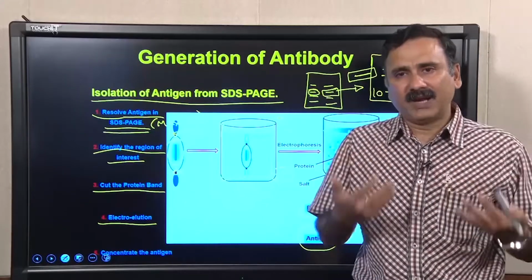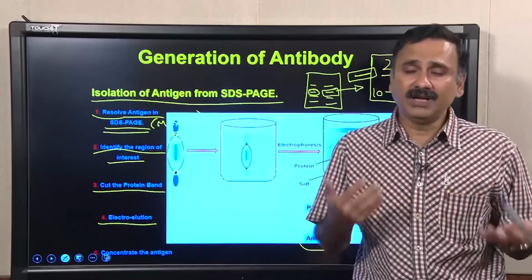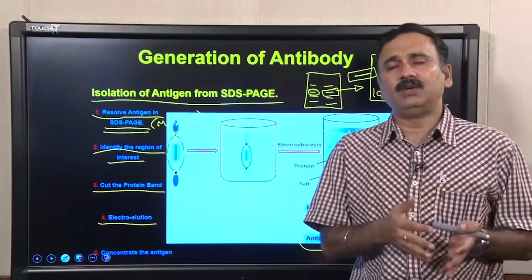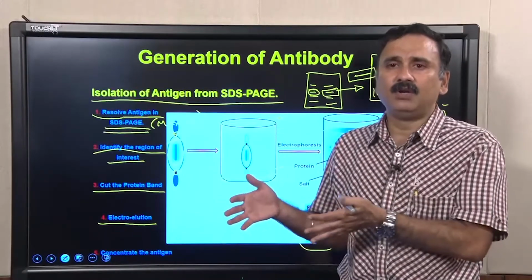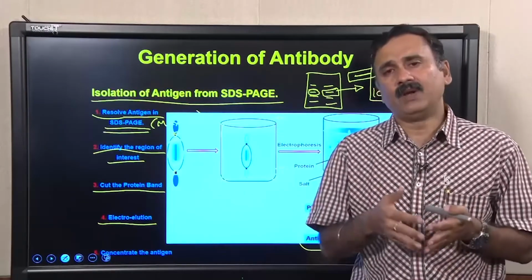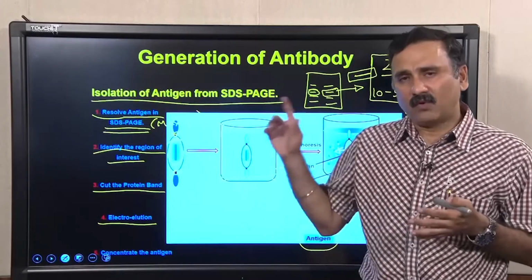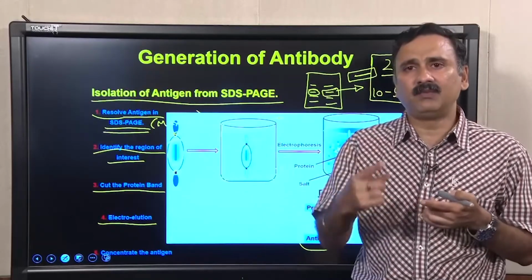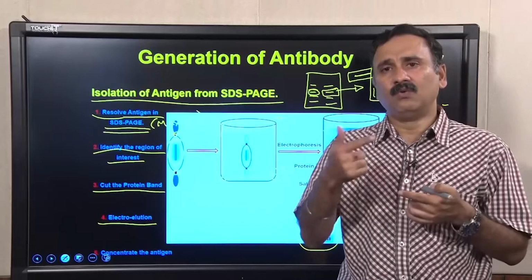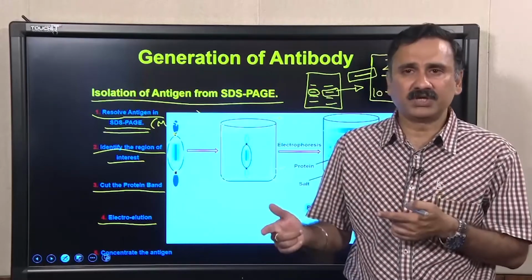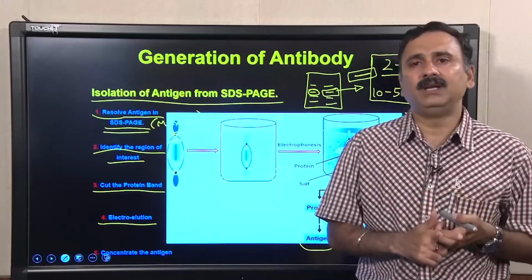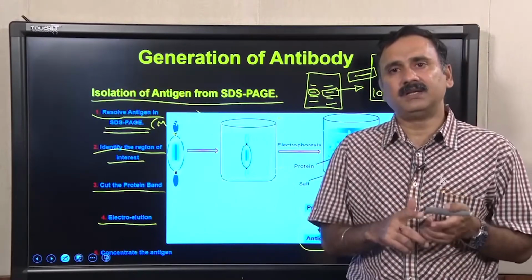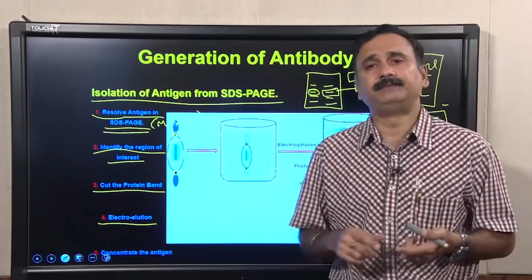To explain this procedure in more detail, I would like to take you to my laboratory and show you a demo where we perform these steps, so that it becomes easier for you to follow them in your laboratory and isolate the antigens under denaturing conditions. Today we are going to give you a demo about the electroelution.